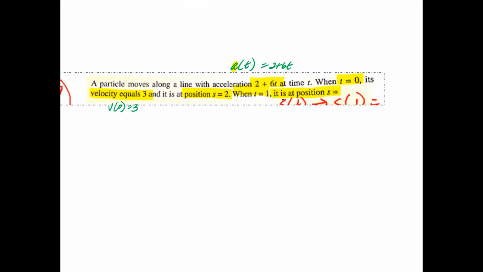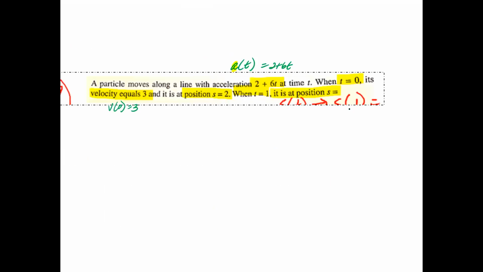When t is 1, its position is s equals blank. So really, you want to look for the position function. So you would have to do the integral. Because if you look at it and think about this, the integral of a of t will give you velocity. The integral of velocity will give you the position function, which is s of t, and that's what you're trying to find. So let's go ahead and do that.